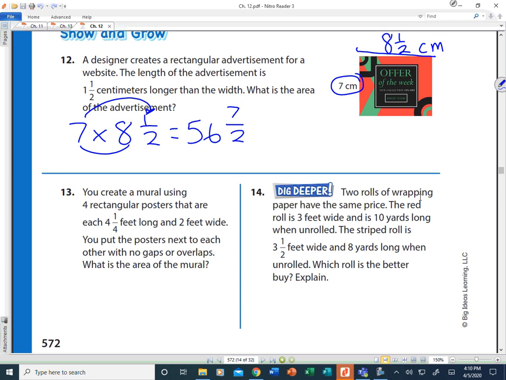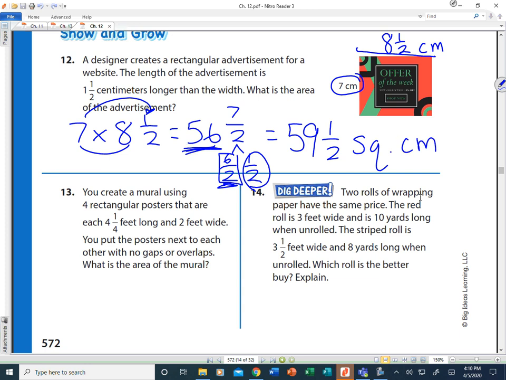Now, guys, I can count by twos. 2, 4, 6, 8 is too high. 2, 4, 6 halves. I'll still have 1 half in order to make the 7. And when I do that, 6 halves are equal to 3 wholes. So 56 wholes plus 3 more wholes is going to give me 59 wholes. And then I have this half left over. Square centimeters.